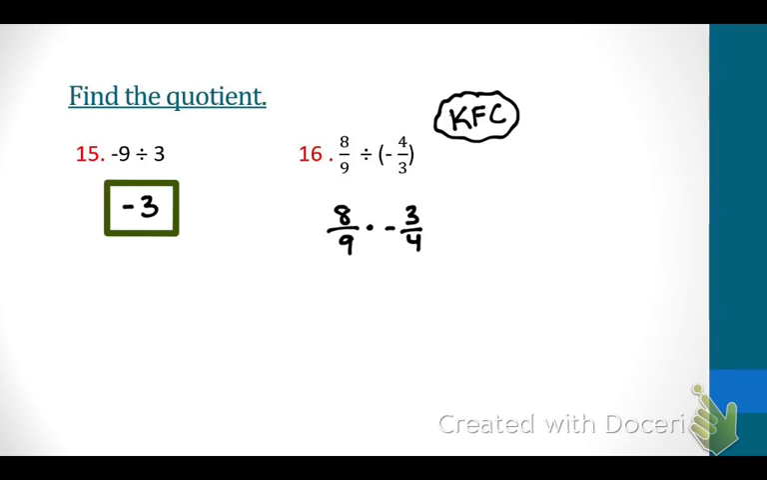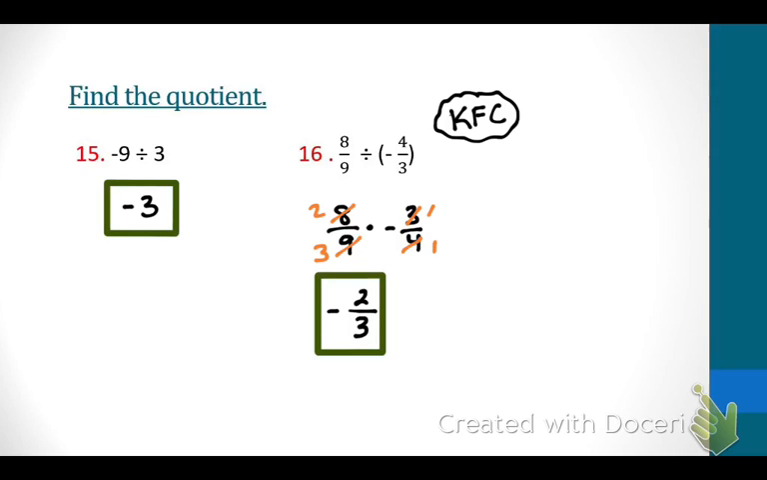Very good. All right. Noah, help me to cross reduce. You turn the 4 into a 1, and the 8 into a 2, and then the 3 into a 1, and the 9 into a 3. And what's your answer? 2 over 3. Okay. And is it a positive or a negative 2/3? Negative. It is negative because there was only one negative sign there. The answer has to stay negative.